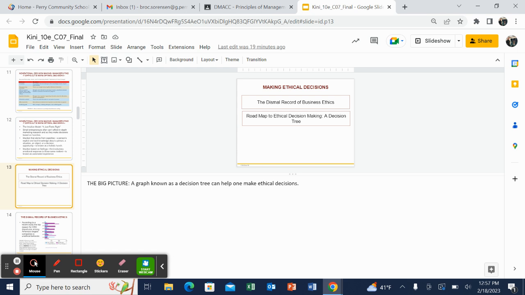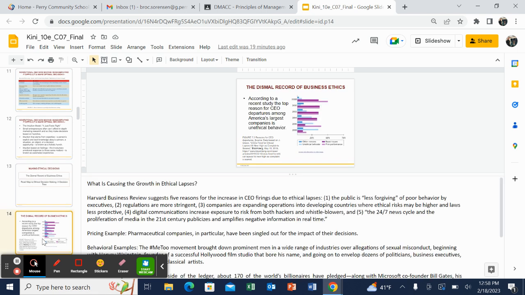Then we move to 7.2, where we're looking at making ethical decisions. We look at the dismal record of business ethics, and then a roadmap to ethical decision making, a decision tree. If you look at your graph, there is a graph here on page 276 in your book.